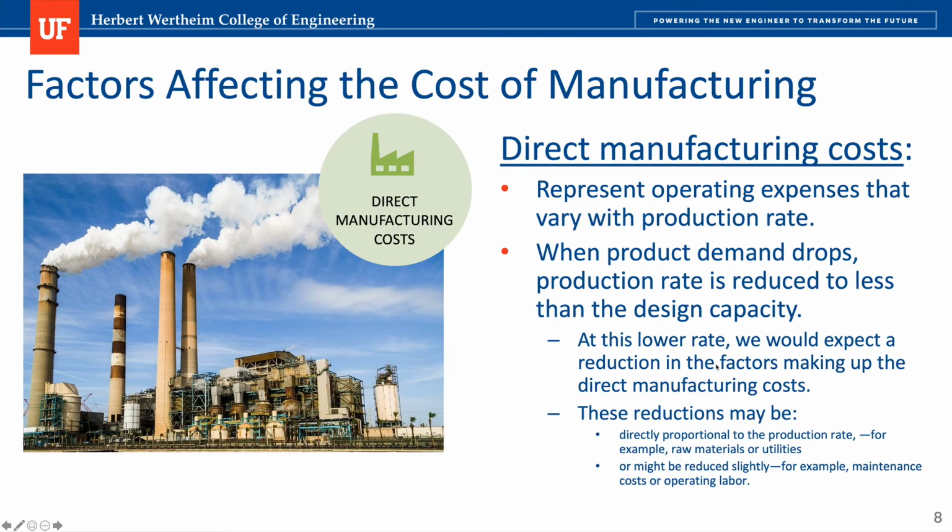So the direct manufacturing cost represents the operating expenses that vary with production rate. When product demand drops, production rate is reduced to less than the design capacity, so we need to take into consideration the specifications for the plant. At this lower rate, we would expect a reduction in the factors making up the direct manufacturing cost. These reductions may be directly proportional to the production rate, for example, raw materials and utilities, or may be reduced slightly, for example, maintenance and operating labor.